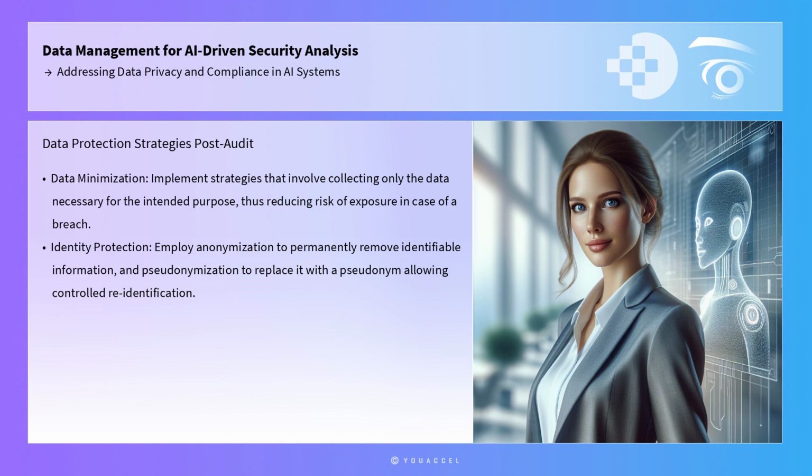Once a data audit is complete, organizations should implement data minimization strategies. This involves collecting only the data necessary for the intended purpose, thus reducing the risk of exposure in case of a breach. Additionally, anonymization and pseudonymization techniques can be employed to protect individual identities within datasets. Anonymization permanently removes identifiable information, while pseudonymization replaces it with a pseudonym, allowing for re-identification under controlled circumstances if necessary.